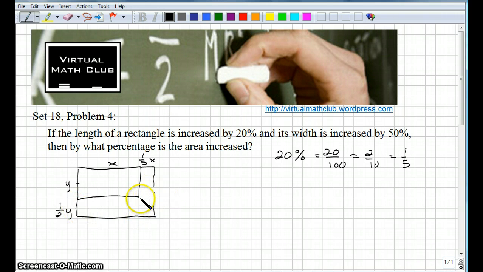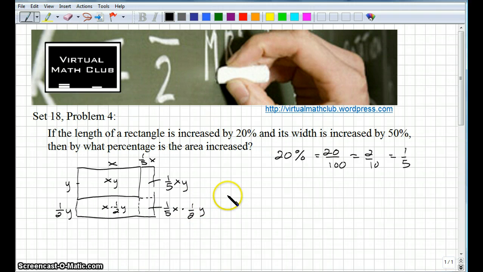So, one way we could do it is just break this up into regions, right? We know that the area of this is x times y, length times width. And then we have another rectangle here. The length of it is still x, but the width of this rectangle is 1/2 times y. And then here, we have this rectangle. This area is 1/5 x, and the width is still y. And then we have this little rectangle here, and it is 1/5 x times 1/2 y. Okay?